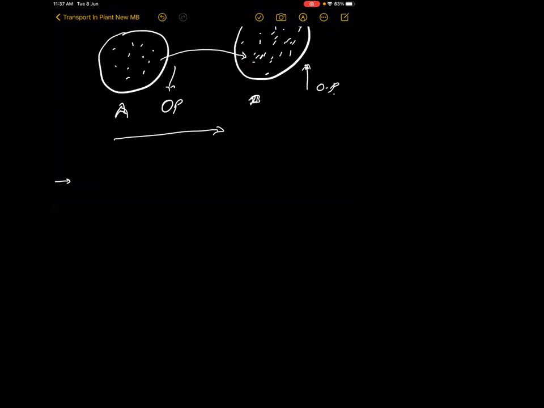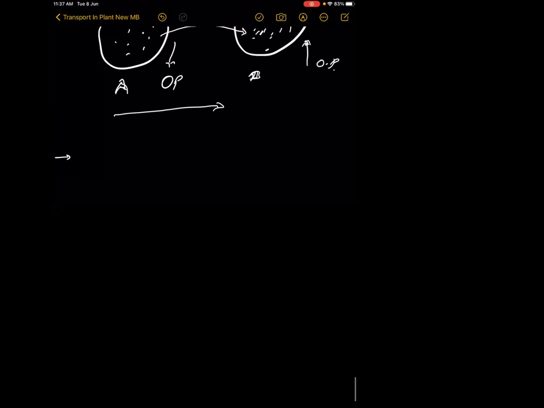So aquatic plants. Xerophytes, xeric condition, X-E-R-I-C, xeric means dry, desert. So this is desert condition. Mesophyte means normal, medium condition, optimum temperature, optimum water. So that is mesophyte.